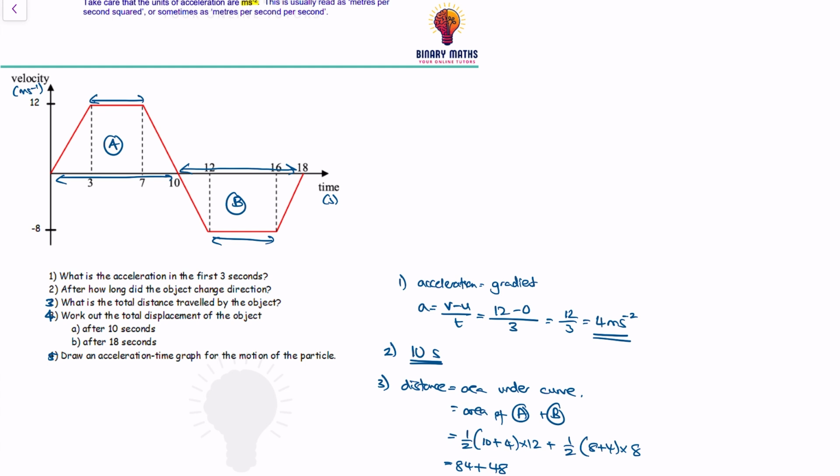Now it's distance, so it doesn't matter which way it's traveling. Work out the area of each one, and then we add it together because distance doesn't have direction.